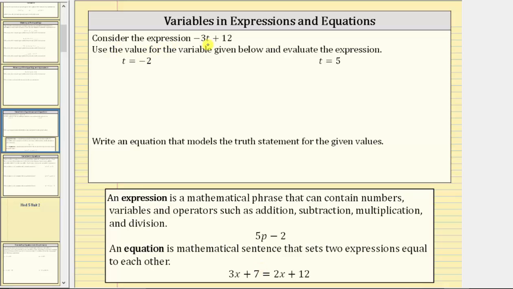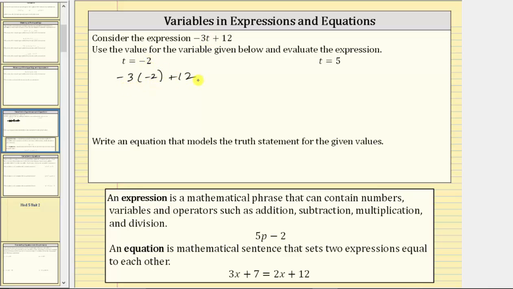Here we're asked to consider the expression negative 3t plus 12, and then we're told to use the value for the variable given below and evaluate the expression. We are first given t equals negative 2. To evaluate the expression when t equals negative 2, we substitute negative 2 for t. If we substitute negative 2 for t in negative 3t plus 12, we have the expression negative 3 times negative 2 plus 12. Again, notice how we substituted negative 2 for t.